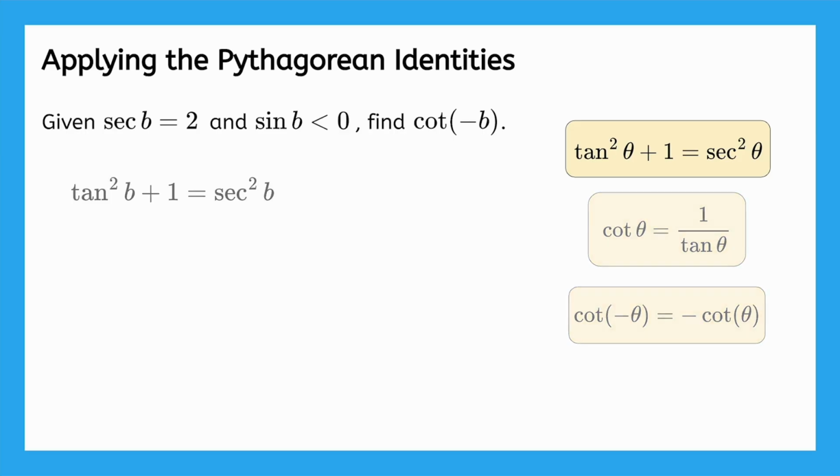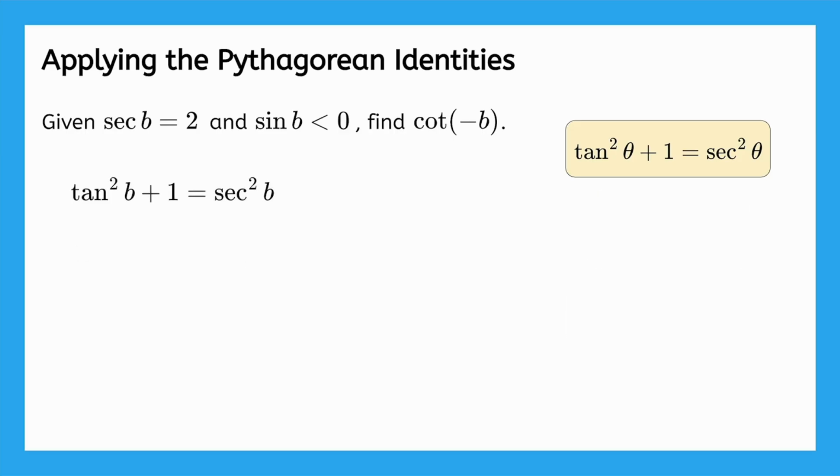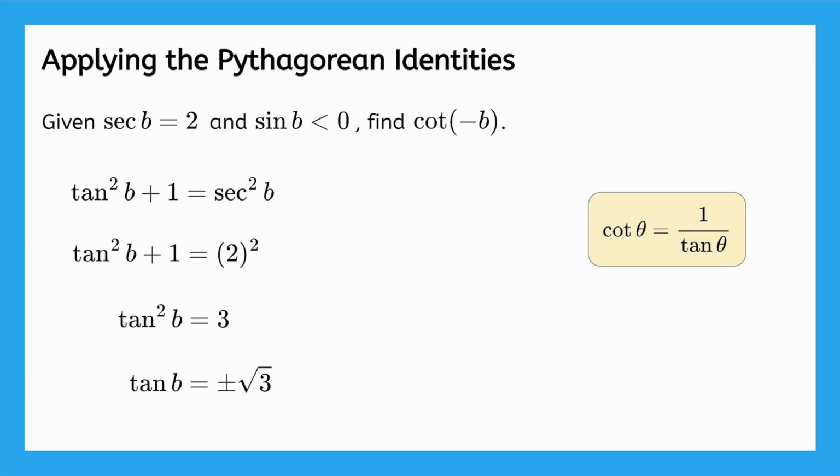Starting with the Pythagorean identity, we can substitute the value of secant, which is 2. After simplifying, subtracting 1 on both sides, and taking the square root of both sides, we see that tangent of b is equal to plus or minus the square root of 3. Next, we can use the reciprocal identity to find the cotangent of b. But first, we'll need to figure out if the tangent of b is positive or negative square root of 3.